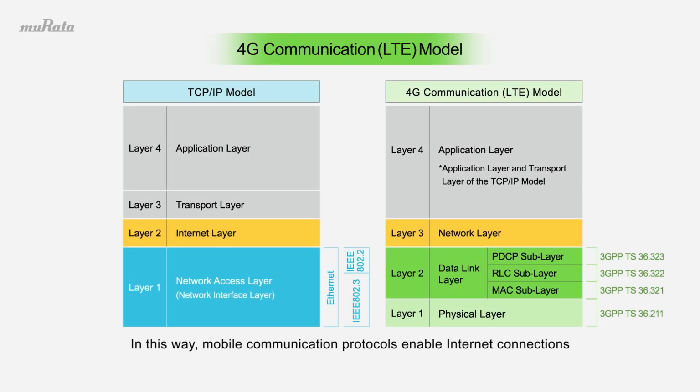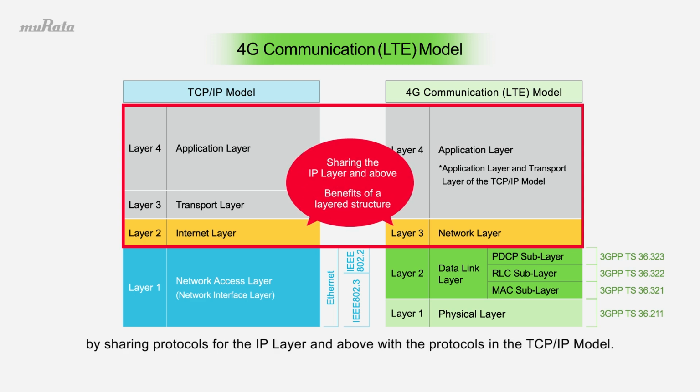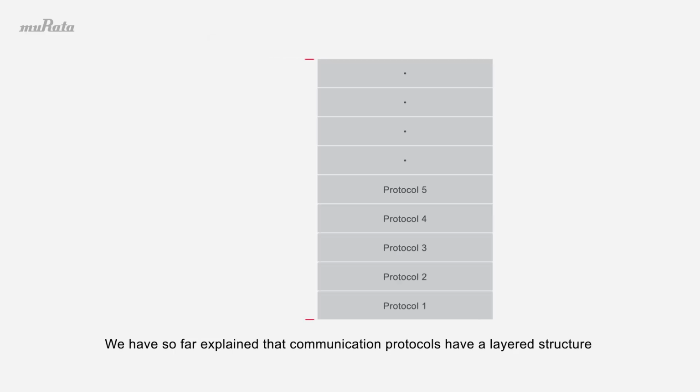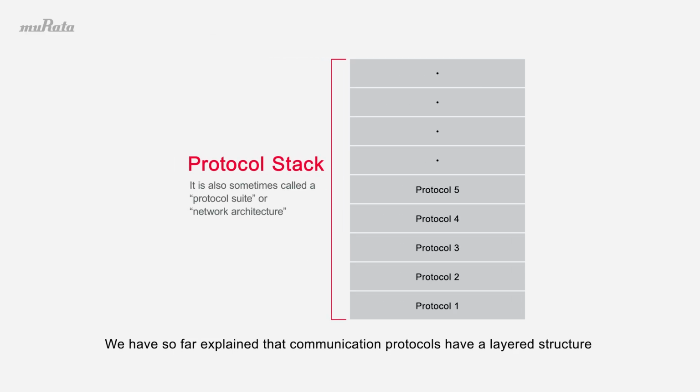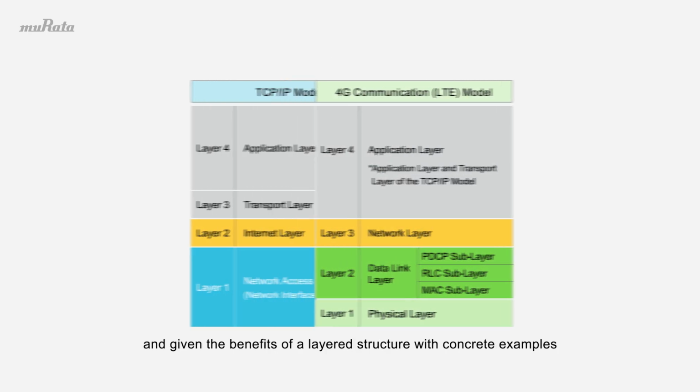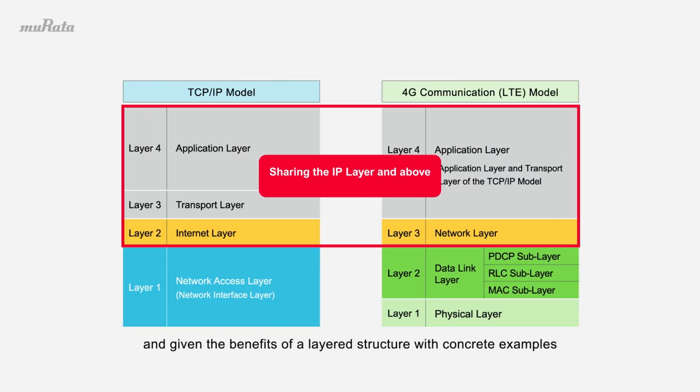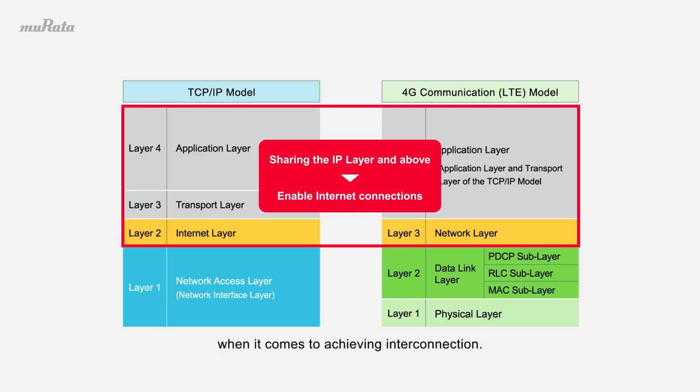In this way, mobile communication protocols enable internet connections by sharing protocols for the IP layer and above with the protocols in the TCP/IP model. This sharing is an example of the benefits of a layered structure. We have so far explained that communication protocols have a layered structure and given the benefits of a layered structure with concrete examples when it comes to achieving interconnection.